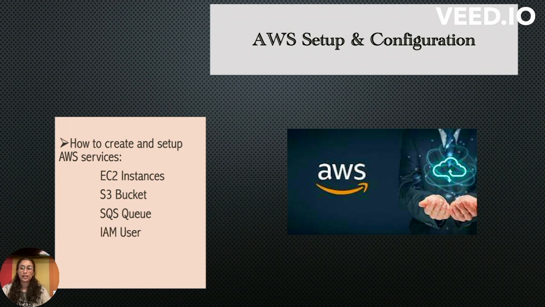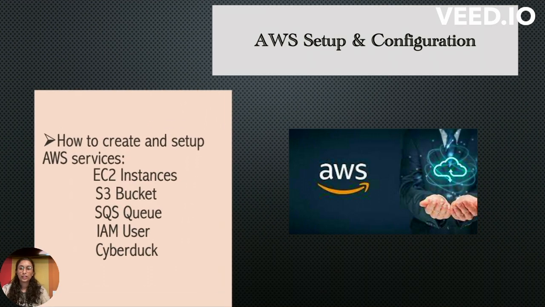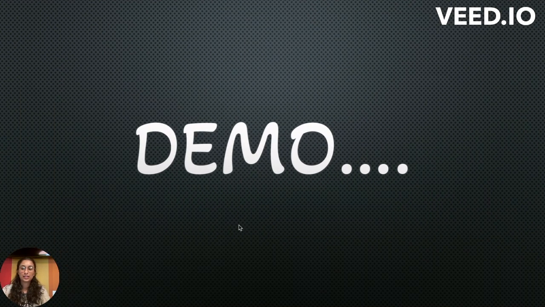And then next, we're going to see how you can create your SQS queue messaging system. The most important thing is the IAM user in AWS, which gives you an access key and secret key, so you're going to see how to create your IAM user. And the last important thing is Cyberduck. We're going to use Cyberduck to upload your projects and connect your project with EC2 instances. We're going to see those examples as well. So without any further ado, let's get started.